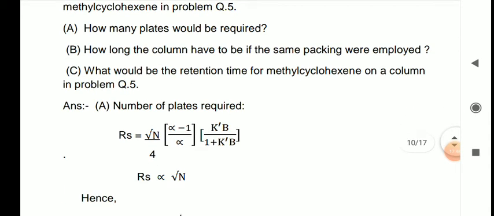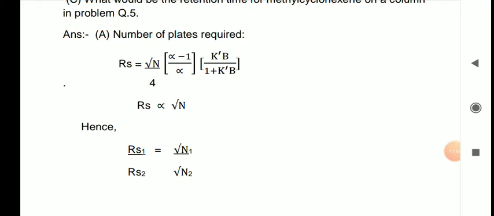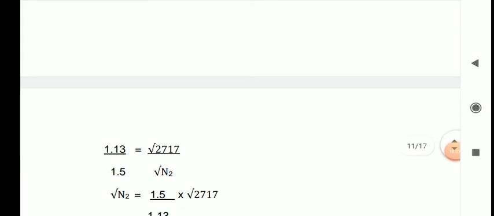Now, number of plates required. RS is proportional to the square root of n as per the formula. So RS1 upon RS2 will be equal to square root of n1 upon square root of n2, because RS1 is proportional to square root of n1 and RS2 is proportional to square root of n2. So 1.13 is the actual RS1, and RS2 is what is desired, 1.5.